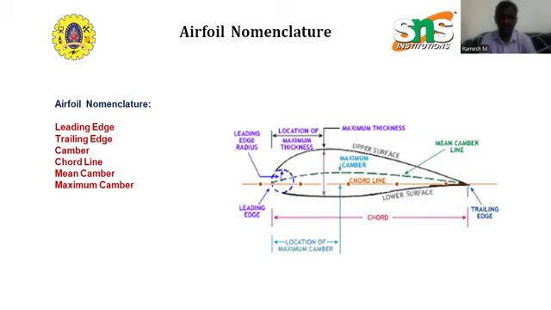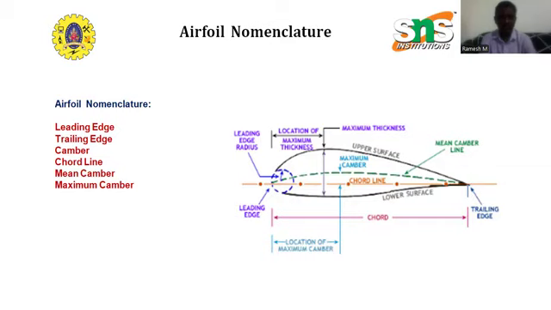In today's class, we are going to discuss airfoil nomenclature in the subject aerodynamics. First of all, what is an airfoil? An airfoil is a cross section of the wing which will produce a sufficient amount of lift by means of having a pressure difference.